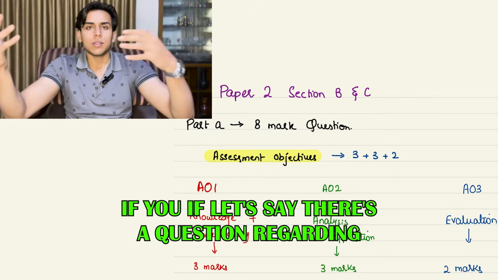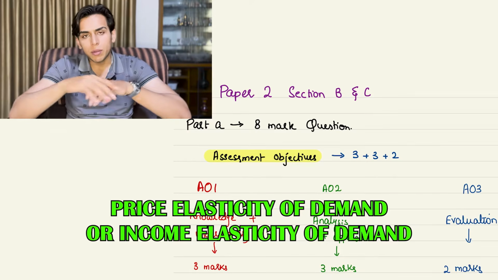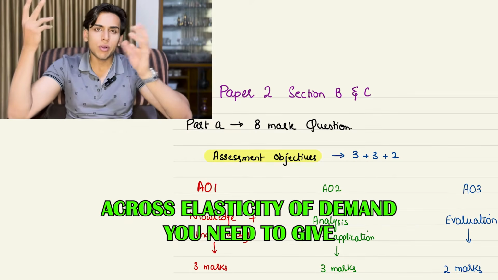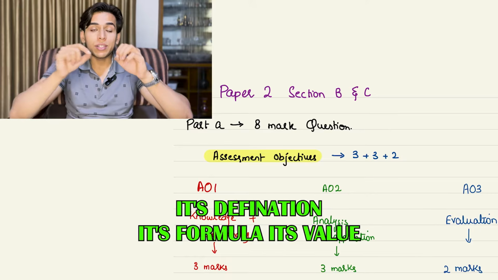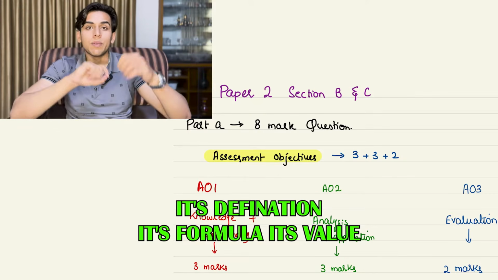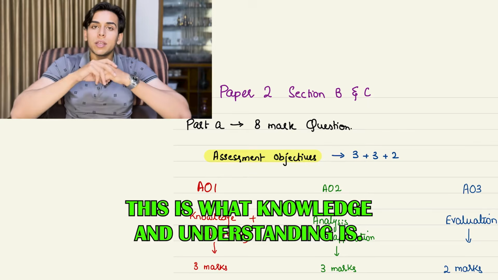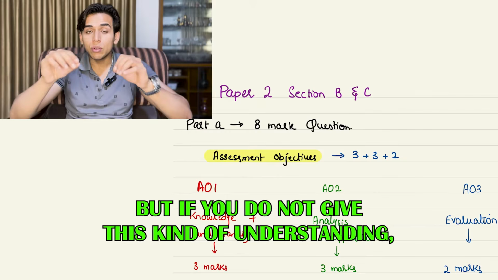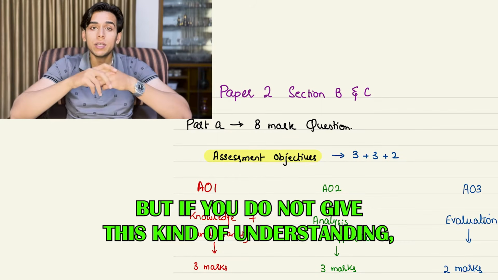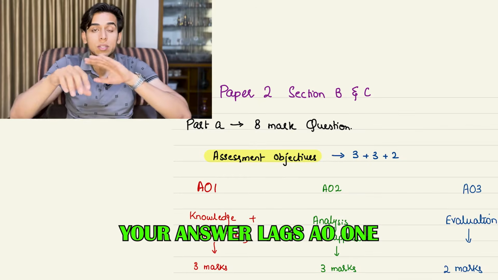Let's say there's a question regarding price elasticity of demand or income elasticity of demand or cross elasticity of demand, you need to give its definition, its formula, its values. This is what knowledge and understanding is. You'll get 3 marks. But if you do not give this kind of understanding, the examiner will not give you 3 marks. Your answer lacks AO1.